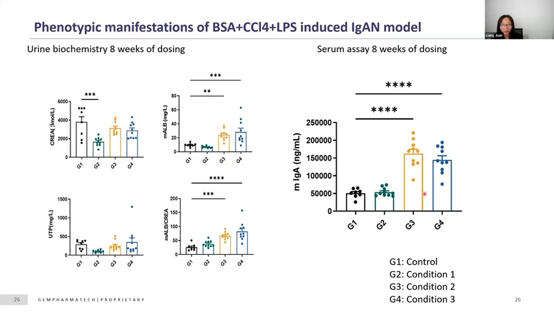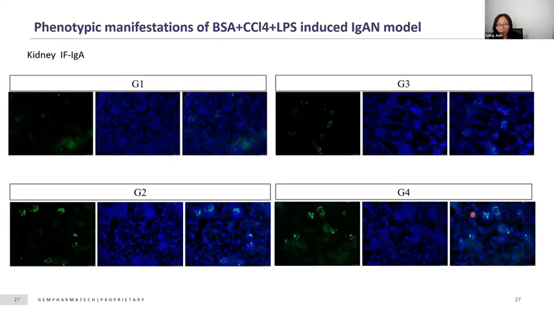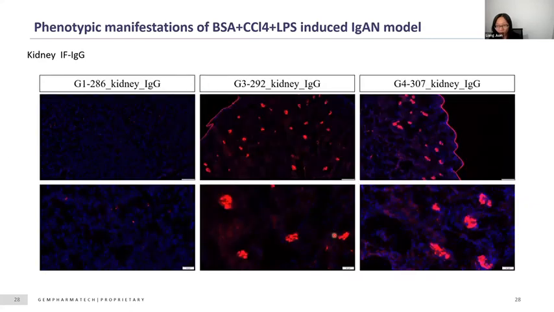And after 8 weeks of treatment, we also observed the increased level of albumin in urine, and also increased level of the ratio of albumin to creatinine. The IgA level in serum will also increase after 8 weeks of dosing. And we observed the positive staining of IgA in the BSA treatment group, and also the IgG positive staining were observed in the BSA treatment group.